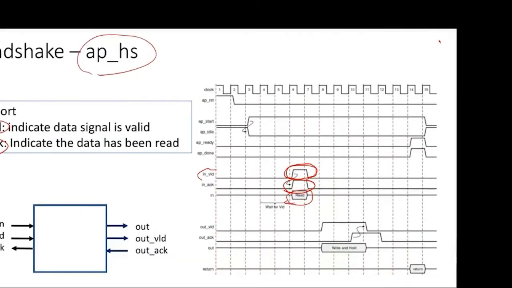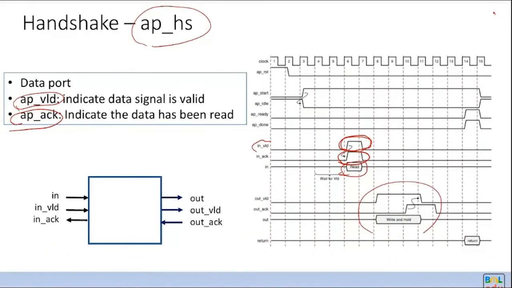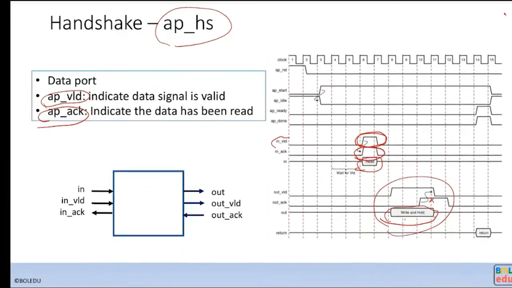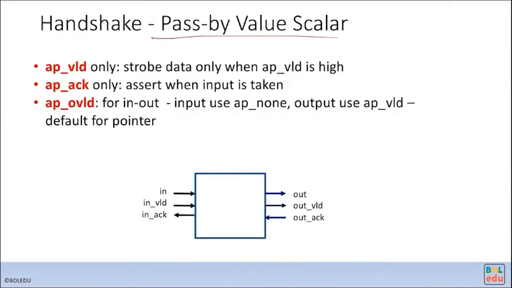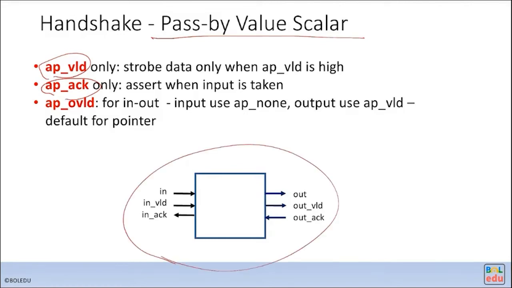In the following example, if there is no ACK, then the input has to hold, extending the input data until the ACK is asserted, then you can change the data. A very, very simple protocol. So the handshake, passed by value, uses AP valid and AP ACK. So this is the IP level protocol.